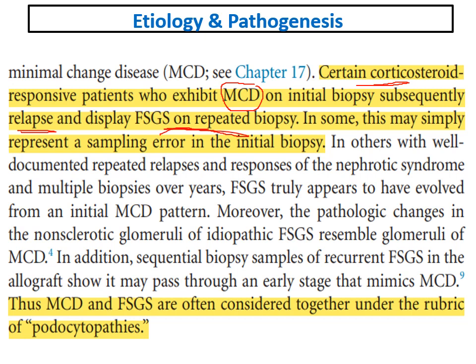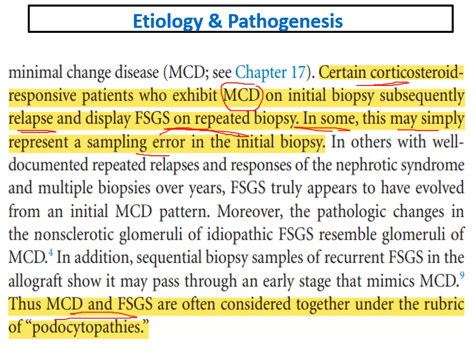On doing a repeated biopsy, it reveals focal segmental glomerulosclerosis, and in some of them, this may represent a sampling error because the affection in focal segmental glomerulosclerosis is patchy. That means that only a small proportion of the kidney is affected early. So in renal biopsy we might sample from a non-affected area and it appears as having minimal change, but actually they might have focal segmental glomerulosclerosis from the start, but they are falsely diagnosed as having minimal change.